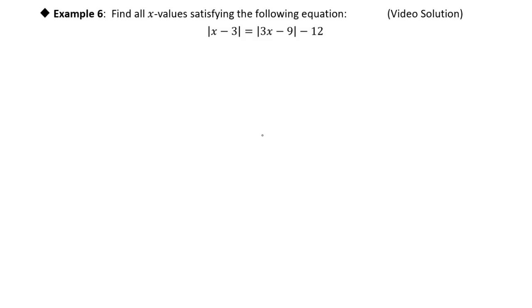First thing I'm seeing here is that we have two absolute values. When you're solving an absolute value, it really helps to have just one if you can do it. I can also see that this absolute value on the right-hand side has a common factor of 3. So first thing I'm going to do is factor out a 3: absolute value of 3 times x minus 3 and then minus 12. So the right-hand side becomes that, and we can just leave this as it is.